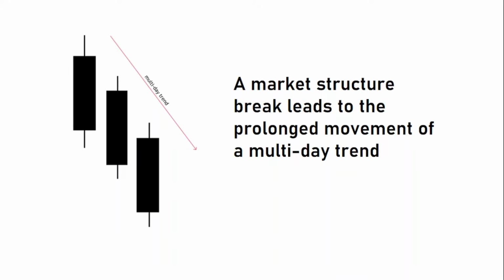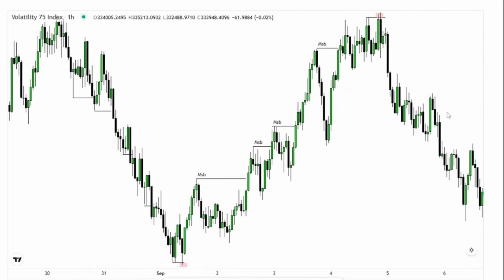If you look at these candlesticks here, if each represents a daily candlestick, then 3 consecutive down candles is already a bearish trend, and a break in market structure will lead to the prolonged movement of that particular trend. So what exactly is a break in market structure?